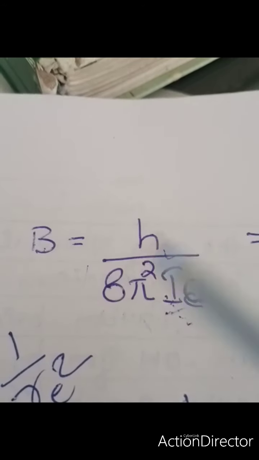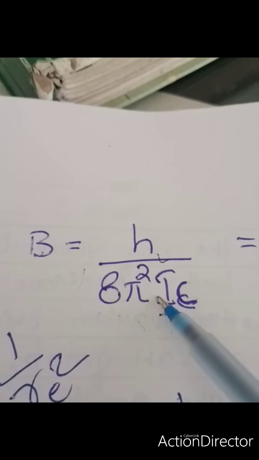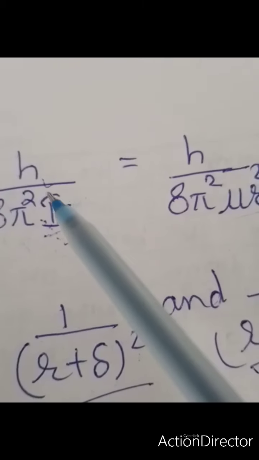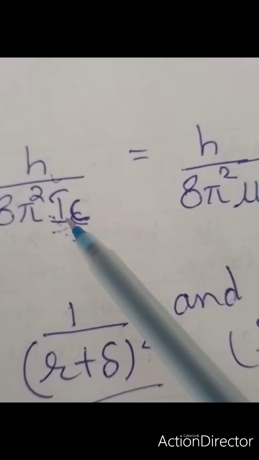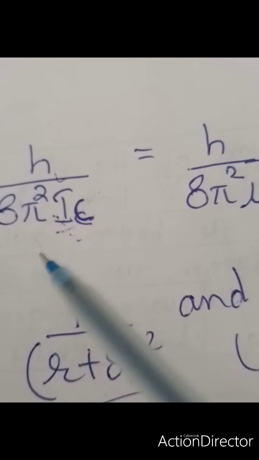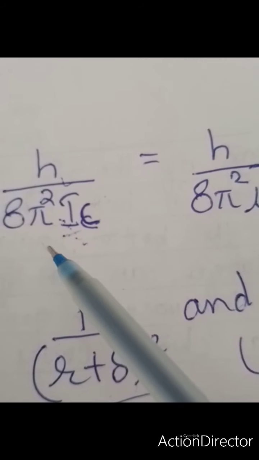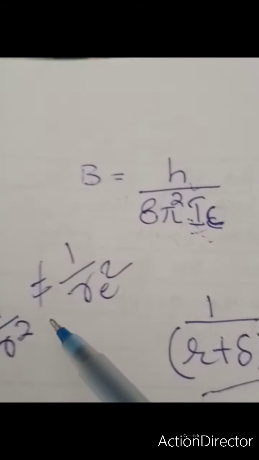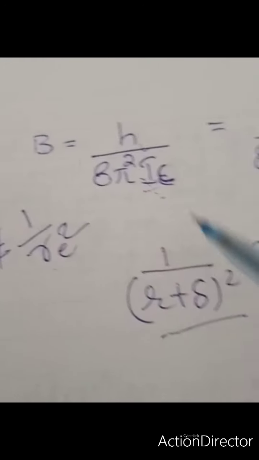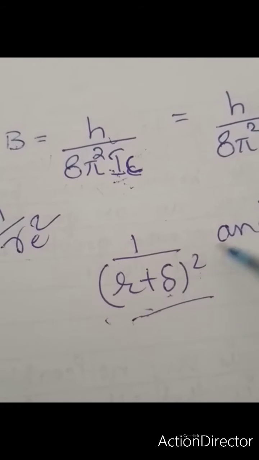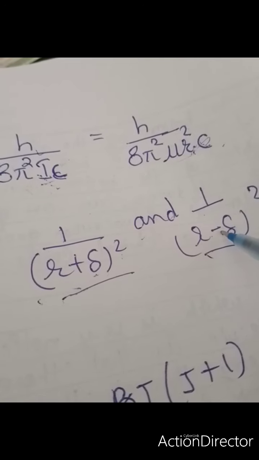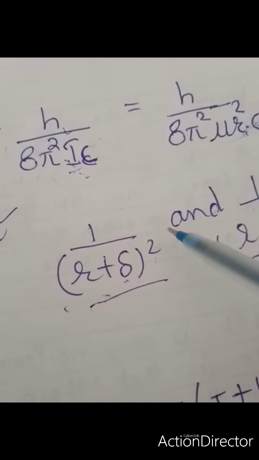B is given by h upon 8 pi square Ic, where I is the moment of inertia. We can replace it by mu r square. During vibration of a diatomic oscillator, the bond is elongated and compressed. On each side of the equilibrium distance, the value of the distance remains unaltered. 1 upon r square is not equal to 1 upon re square, but it is 1 upon (r plus delta) square and 1 upon (r minus delta) square. That represents the vibrational amplitude.